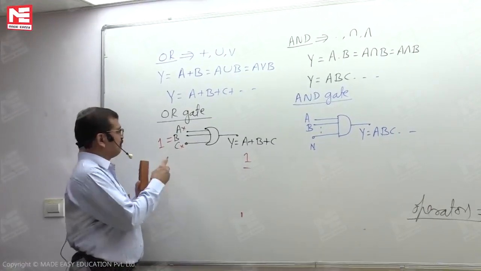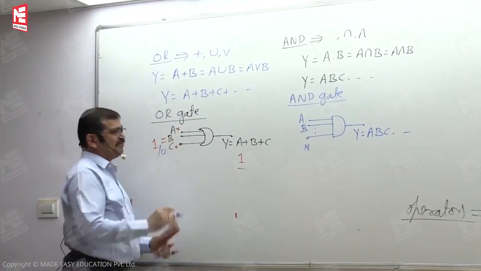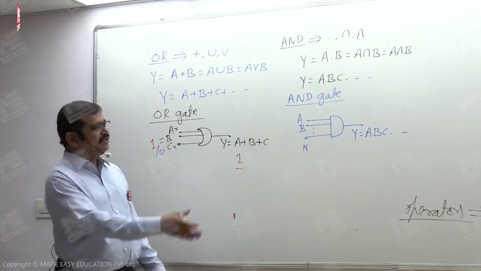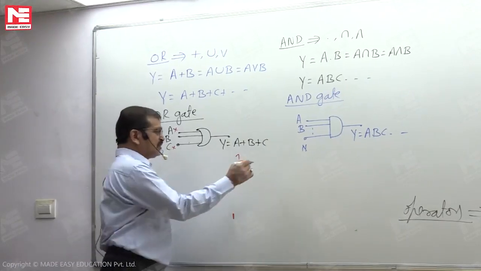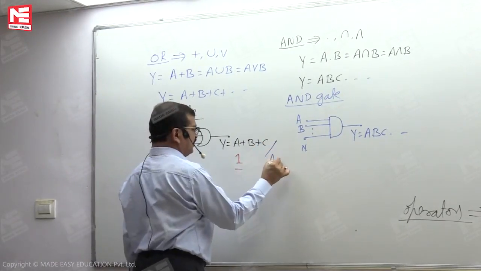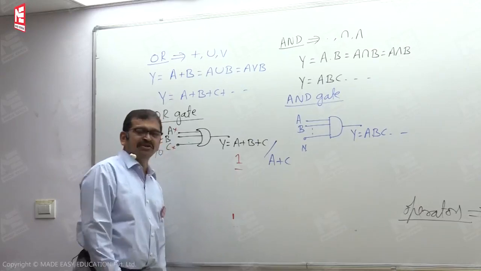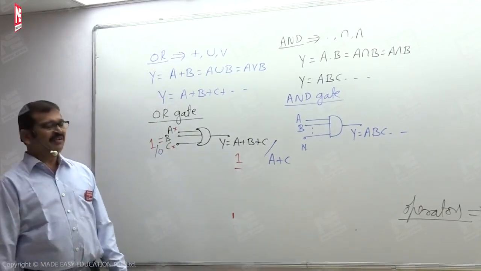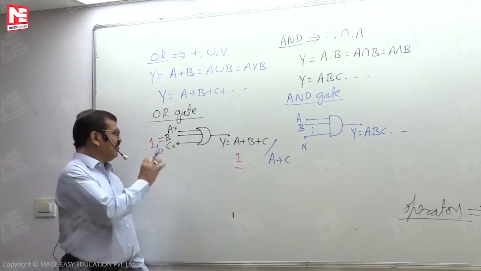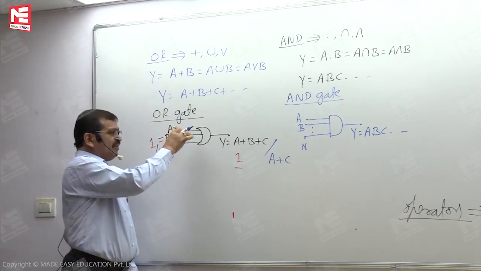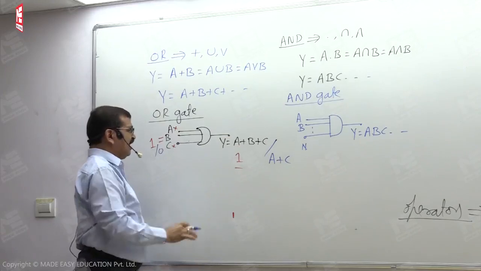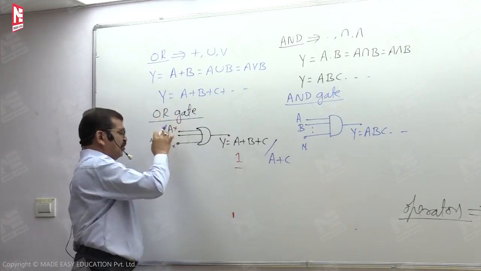Similarly, if B is 0, from the truth table you can verify the operation depends upon the other 2 variables, A and C. Whenever B is 0, the other variables influence the output. Our output depends upon the other 2 variables.